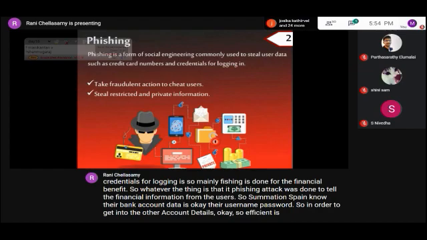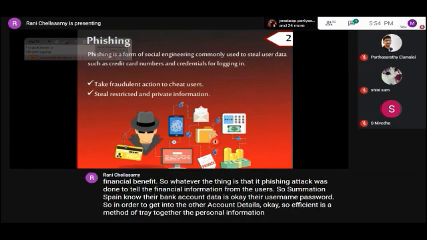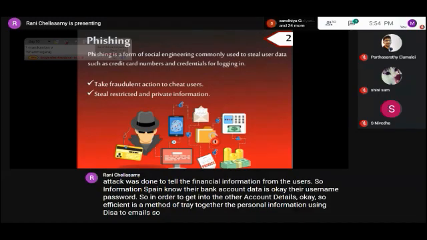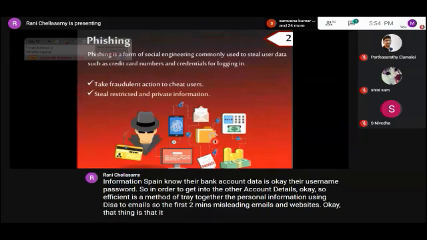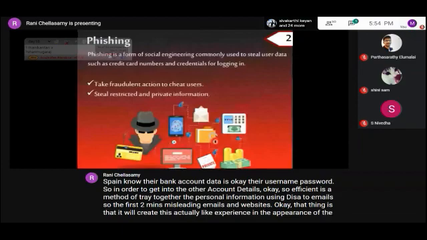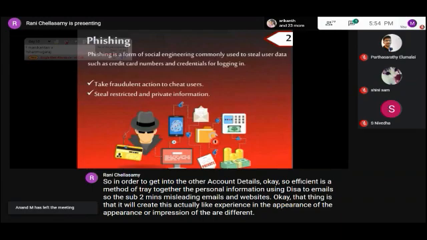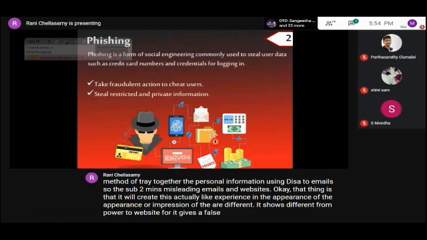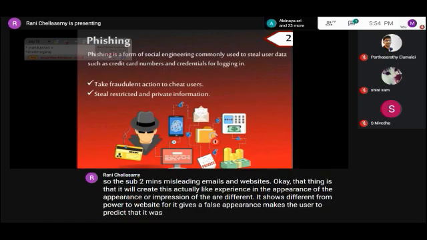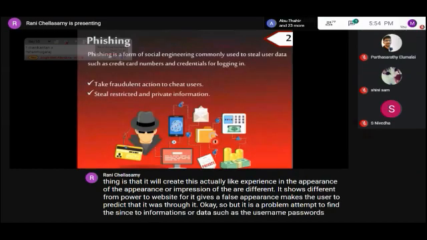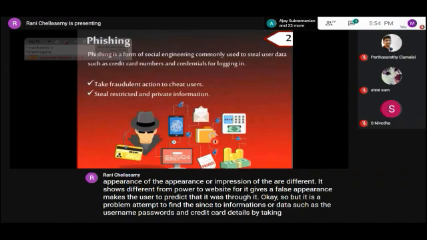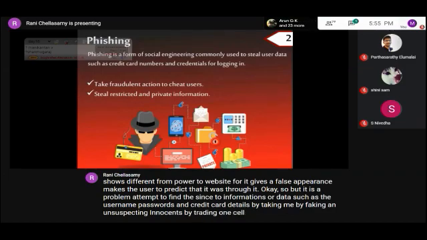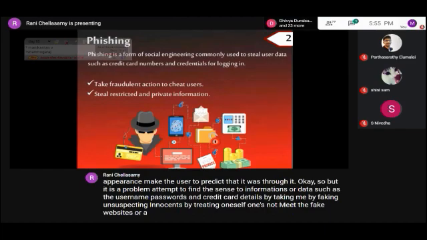Phishing is a method of trying to gather personal information using deceptive emails. Deceptive means misleading emails and websites, which create an appearance different from the true website. It gives a false appearance, making the user believe it is a true website. It is a fraudulent attempt to obtain sensitive information such as usernames, passwords and credit card details by faking oneself, creating fake websites and making it look like a trustworthy entity in electronic communications.